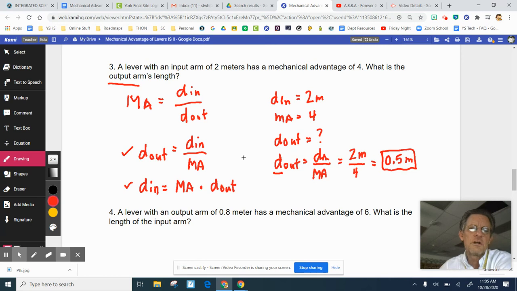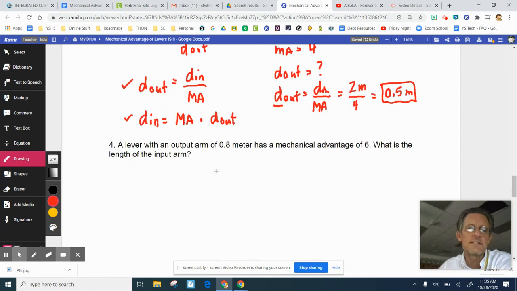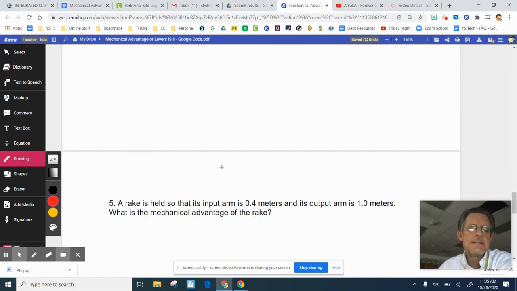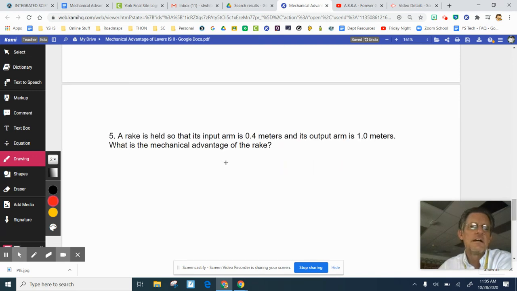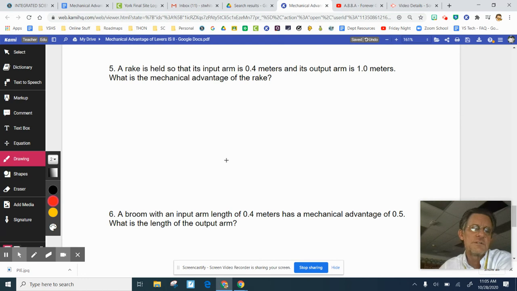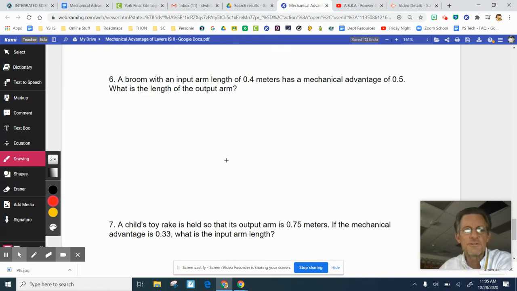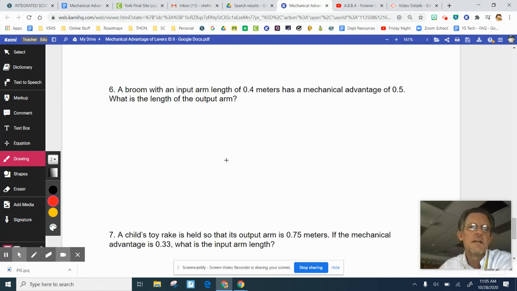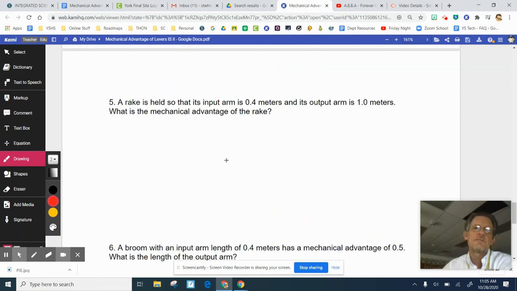So for number 4, you're asked to solve for the length of the input arm. So you're going to want to use the third equation I have over here on the left-hand side to do that one. These last 3, number 5 is a rake, number 6 is a broom, number 7 is also a rake, just a smaller rake. But these are all third-class levers.